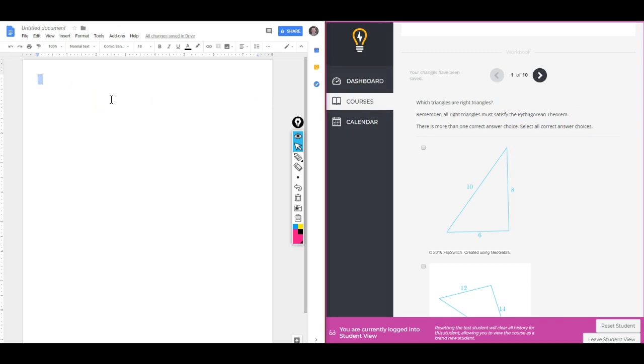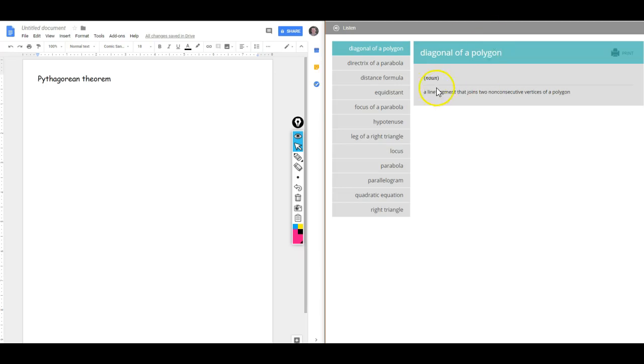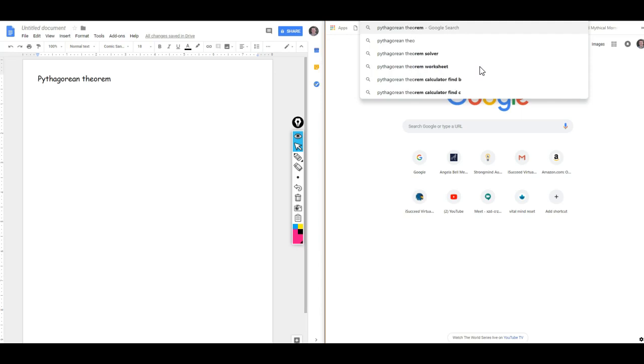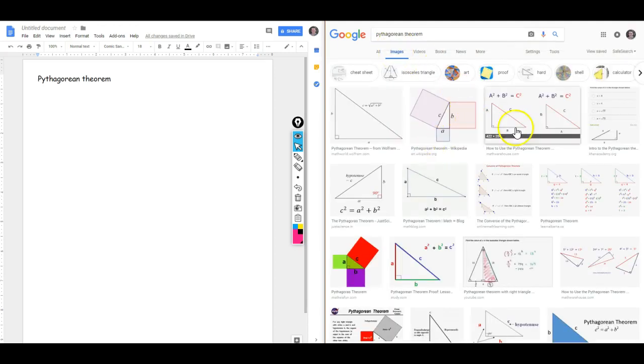So the first thing that I'm noticing is that they have the Pythagorean theorem. And if I had not been able to remember that, I would scroll back. I would actually jump to the key terms and look for Pythagorean theorem. And it does not have it here. Another thing that you could do is to just Google Pythagorean theorem, and I always just jump to images because then I can see what is going on.